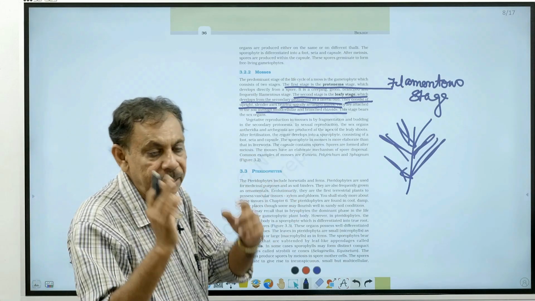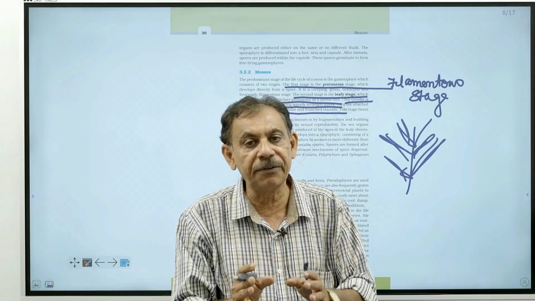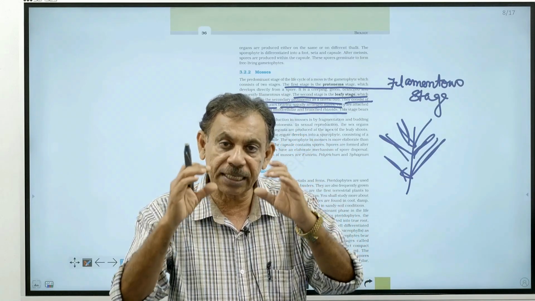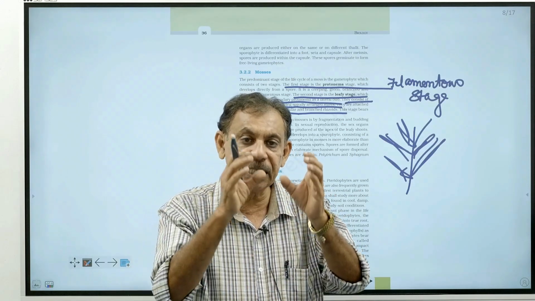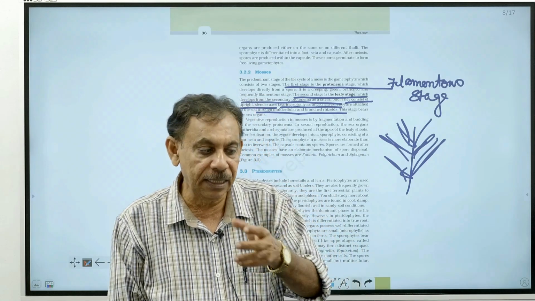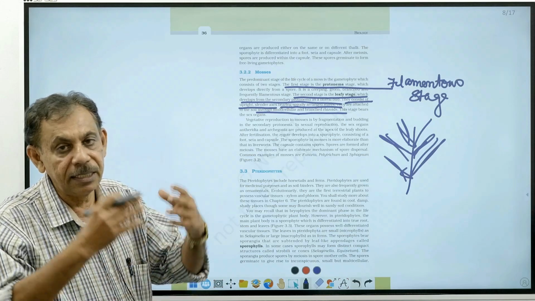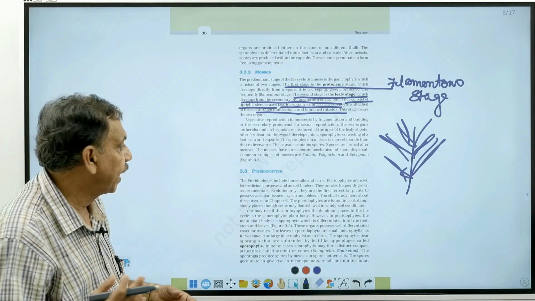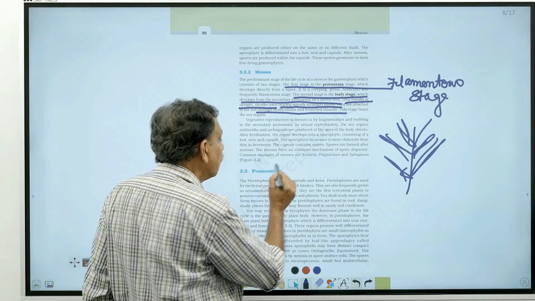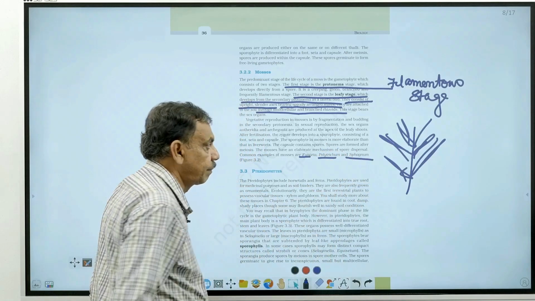The capsule contains spore mother cells. Compared to liverworts, mosses have a better developed capsule. There are spore sacs, sporogonium. Inside the spore sacs, you will find spore mother cells. The spore mother cell undergoes meiosis. Haploid spores are generated, released, and germinate into a new plant. Examples for mosses: Funaria, Polytrichum, Sphagnum.